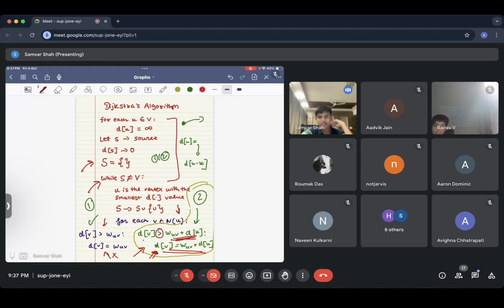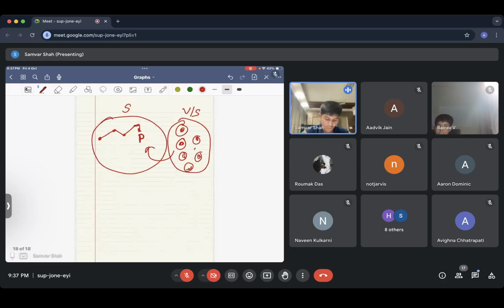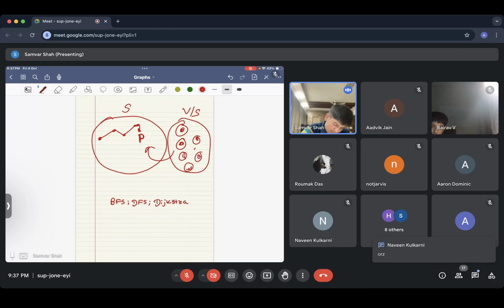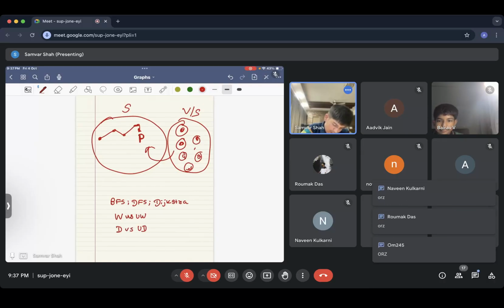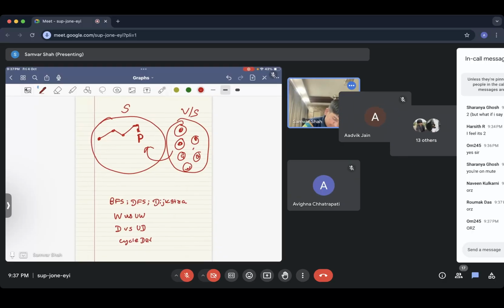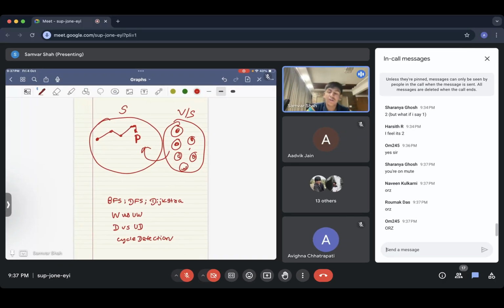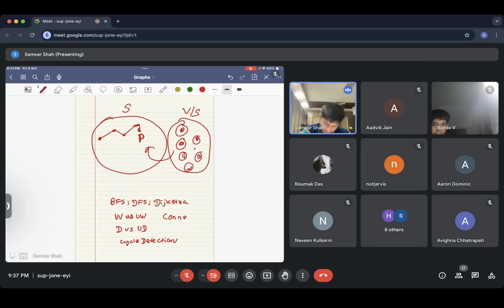Okay, then I'll just assume that all of this is clear. So, what all did we cover today? We covered BFS, DFS, Dijkstra, then weighted versus unweighted, directed versus undirected, cycle detection, and we also discussed one more thing, right? Yeah, connected components. Okay, connected components. In this much, does anyone have any questions?